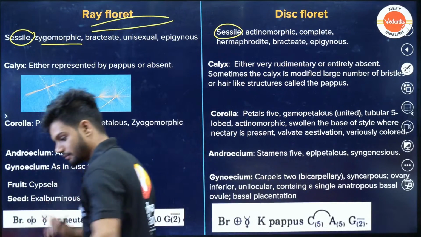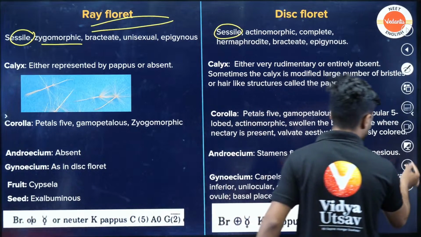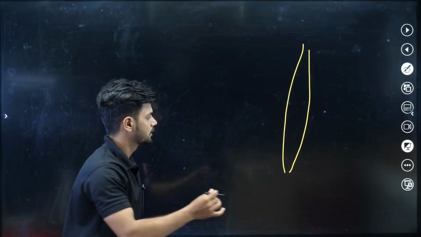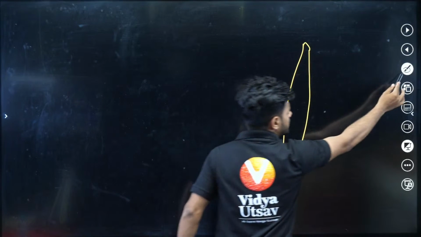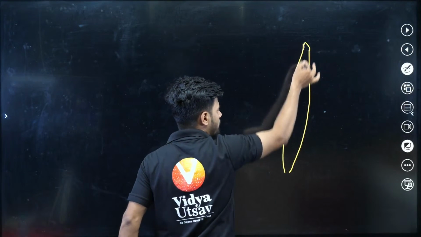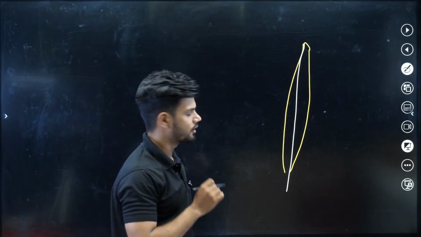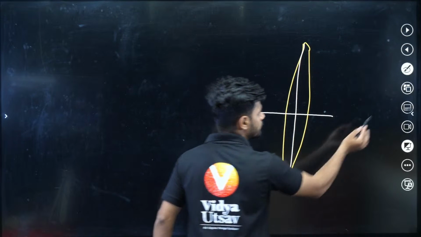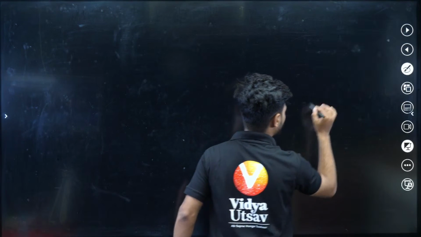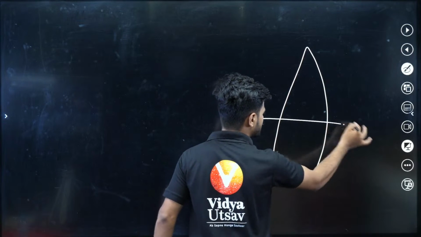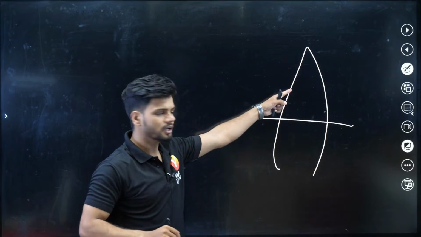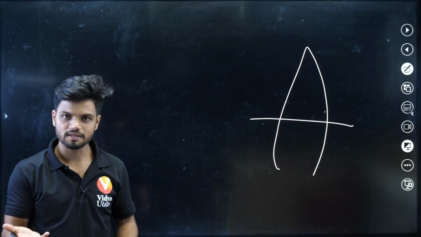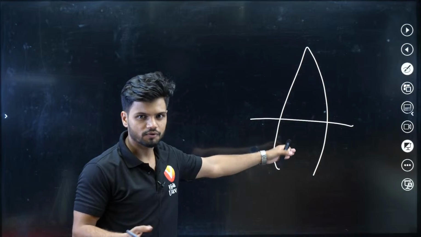See, use your logic. This is your ray floret. Now, can I divide the ray floret in this plane? Yes, sir, you can divide the ray floret in this plane. But can I divide the ray floret this way? No. If I divide this way, are both of them equal? No. Obviously, this is the pointed end and this is not pointed. So this is going to be your zygomorphic condition.